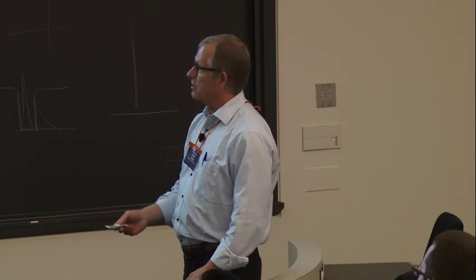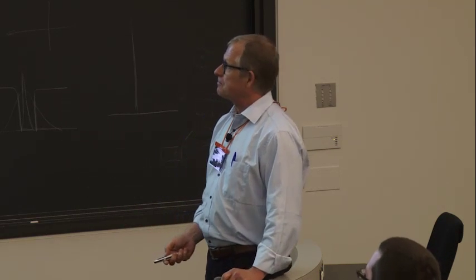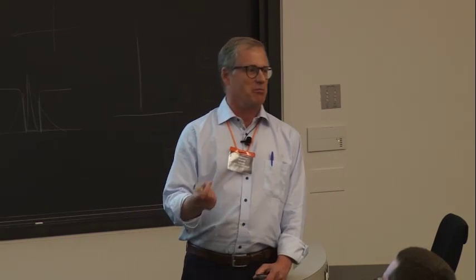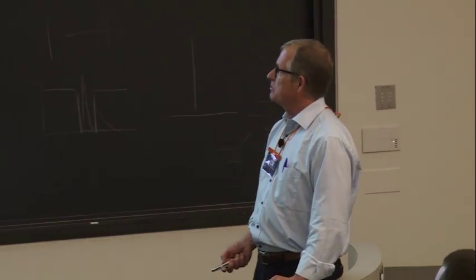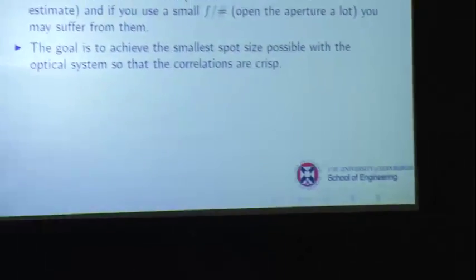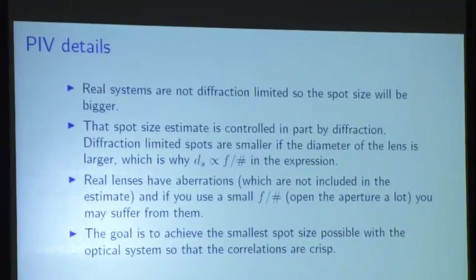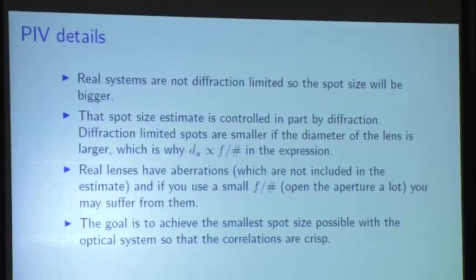So Adrian, in his diffraction limited spot size, says use small f number. If you do that, you could actually make the spot bigger. So you have to be a little bit careful, which is why we were analyzing this problem. Anyway, the goal is to achieve the smallest spot size possible, so that you'll get good crisp correlations.